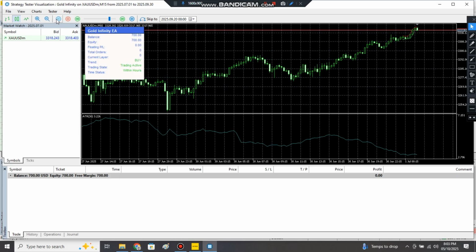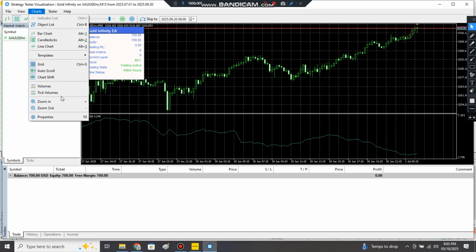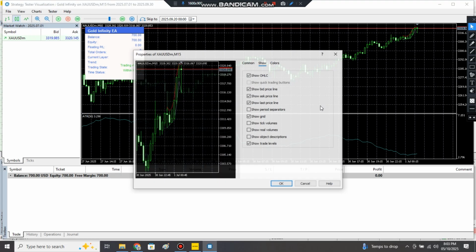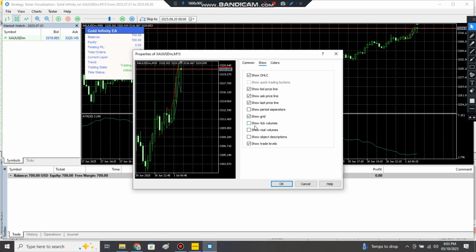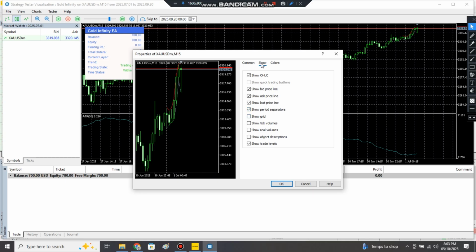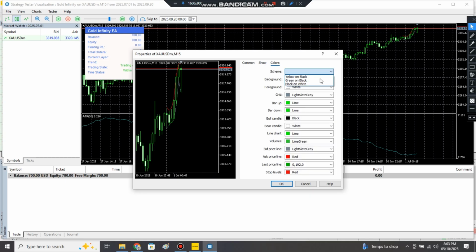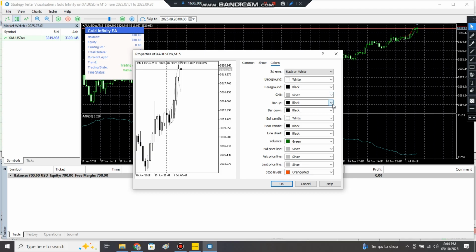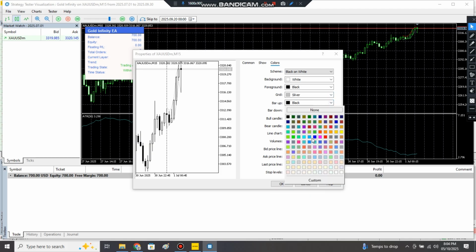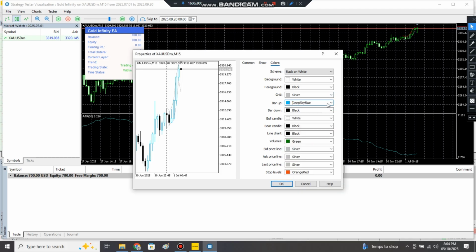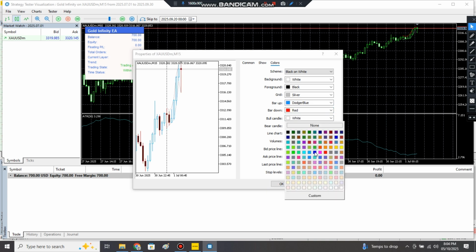The Gold Infinity EA is built to trade 24/7 automatically. Once installed, you don't have to do anything. It will manage your trades, open and close positions, handle take profits, and even protect your balance intelligently. This EA is designed for traders who want consistent results without manual effort.